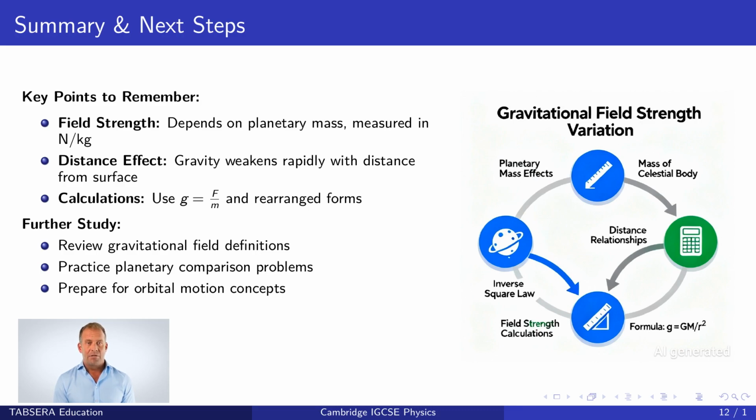Third, calculations use the formula G equals F divided by m, which can be rearranged to find force or mass when other quantities are known. These three concepts form the foundation for understanding gravitational fields and orbital mechanics. For further study, review the definitions of gravitational field and field strength. Practice problems comparing different planets' surface gravity.